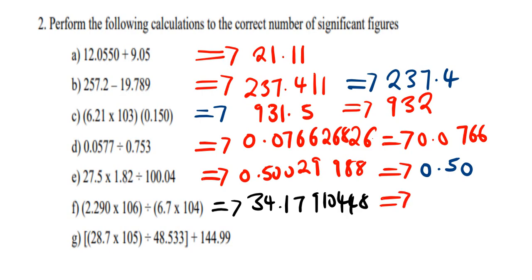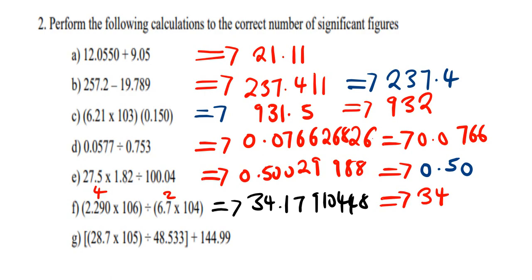So again, I'm going to consider the number of significant figures. Okay, so how many significant figures does this one have? So this is 6.7 times 10 to the power 4. So this one has got 2 significant figures. How many significant figures does this one have? This has got 4 significant figures. So it means our answer is going to have 2 significant figures only. So in this case, our answer will just be 34. Okay, now let's solve the last one.